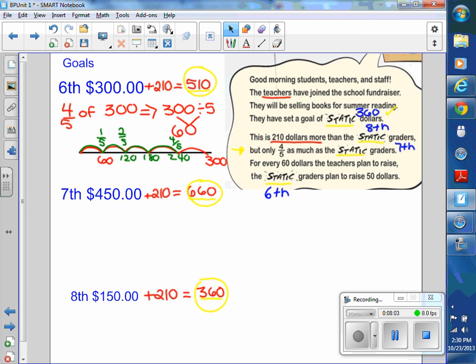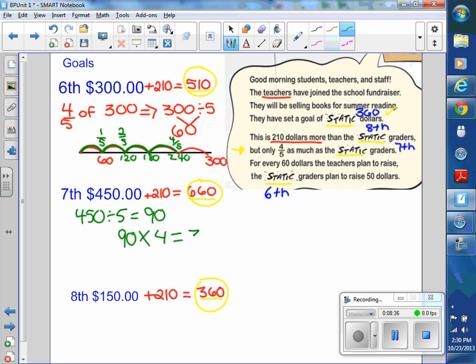Okay. So now I want to figure out what 4/5 of 450 is. So what am I going to do, Allie? You're going to divide 450 by 5. Right? And that's 90. Now I'm going to take 90 and multiply it by 4, which is what I did up here with the 60. 60 times 4 is 240. 90 times 4 is 360.